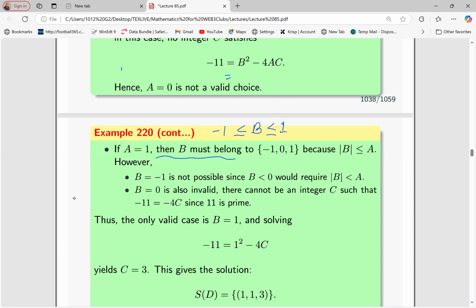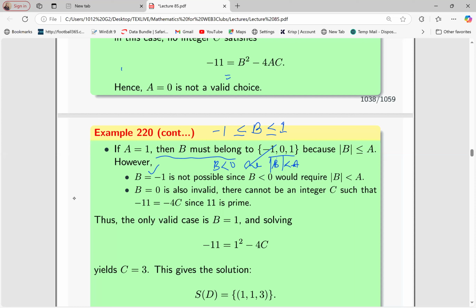So that then means that B can be negative 1, can be 0, can be 1. B can be any of these. Now, I want to check which one of these will then be B. Let's check if B can be negative 1. If B can be negative 1, we have this condition. The condition said that if B is less than 0, then the magnitude of B should be less than A.